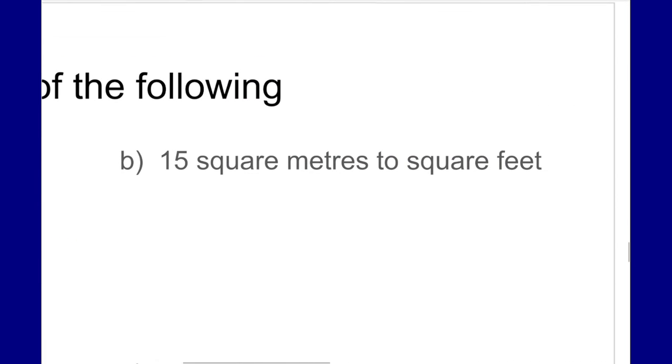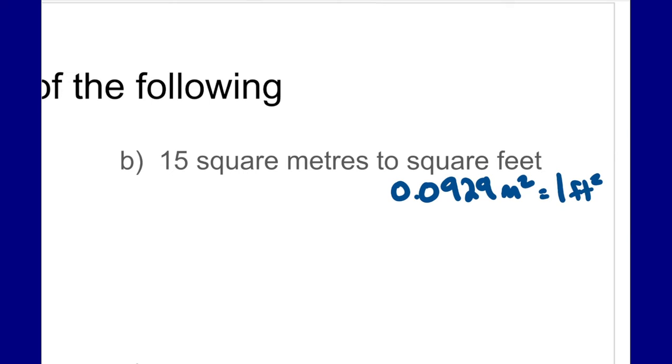If we look at the next example, 15 square meters to square feet. So again, we need to have our unit rate. Now this would be given to us, or we could easily find it. So our unit rate is 0.0929 meters squared equals 1 square foot.